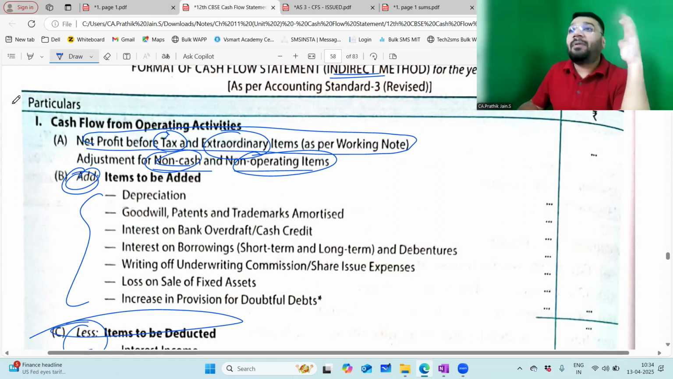Because the ultimate purpose of preparing the financial statement and all this analysis document is to give that information to those 7 users.